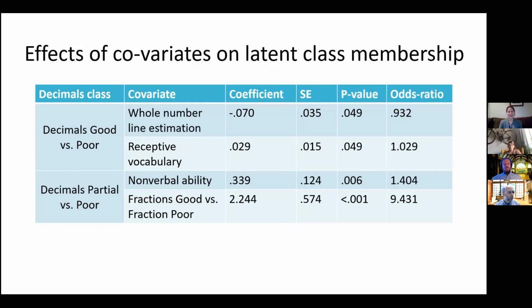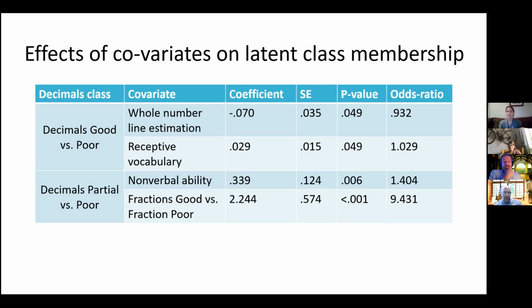So, effects of covariates on the latent class membership. This is saying, what is the membership profile? What's the profile of the different students in the different classes? So if you compared the decimals with a good understanding versus poor, for the sake of the slide, I didn't include all the ones that weren't significant. I only included the ones that were. And you see whole number line estimation and receptive vocabulary. Receptive vocabulary, we see that really pop up a lot in supporting math and just general academic achievement.